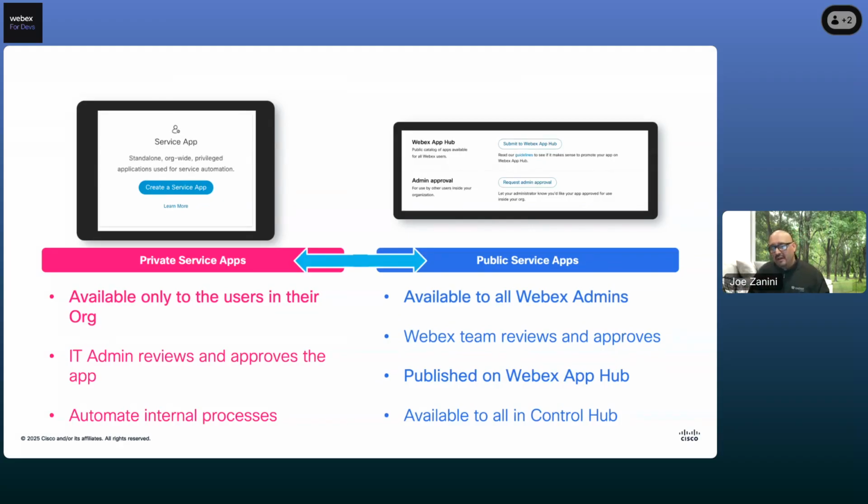Once we review the application and find it worthy to be published to the App Hub, we would set it to an approved state on our back end, and that would trigger an action in the Control Hub. This app would now be available to all WebEx administrators in the Control Hub, and we'll get a look at what that looks like. But in that case, that application that was once private is now a public service app and available to all WebEx users that have access to the Control Hub.